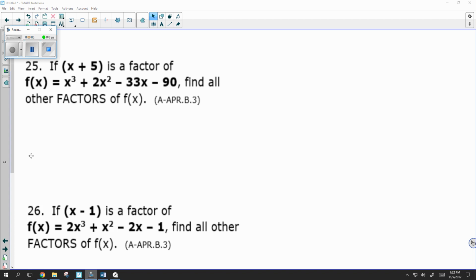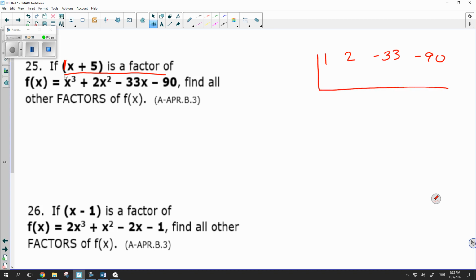Okay, it says x plus 5 is a factor right here. So if it's a factor, that means that we should be able to divide it out. And the x has a 1 on it, so that means that we should be able to divide it out using synthetic division. So using synthetic division, I would have 1, 2, negative 33, and negative 90.